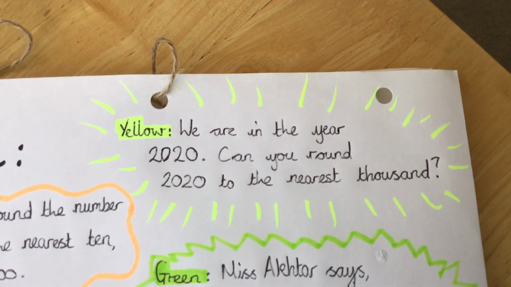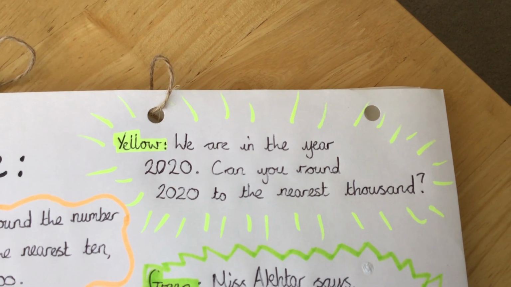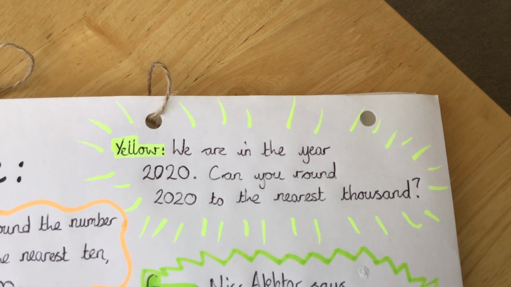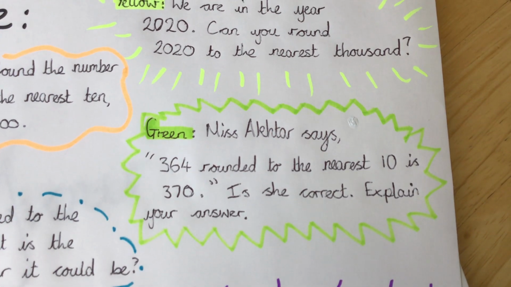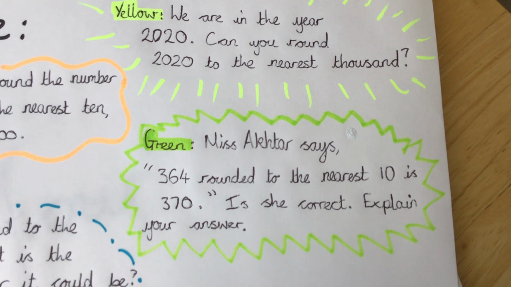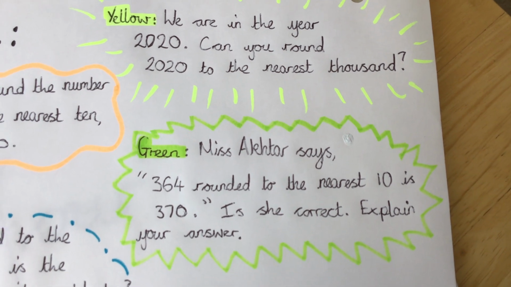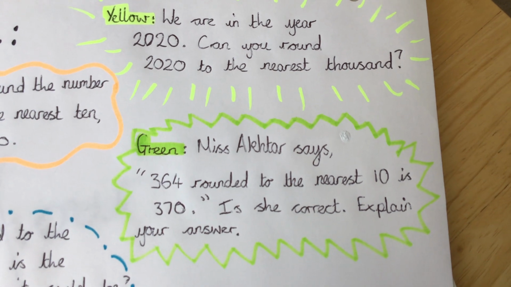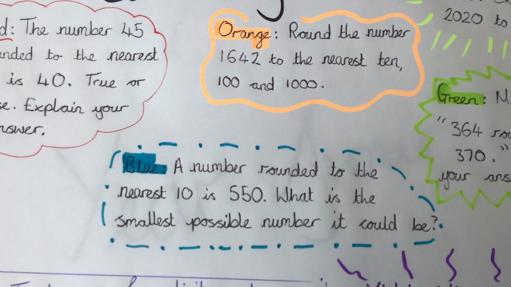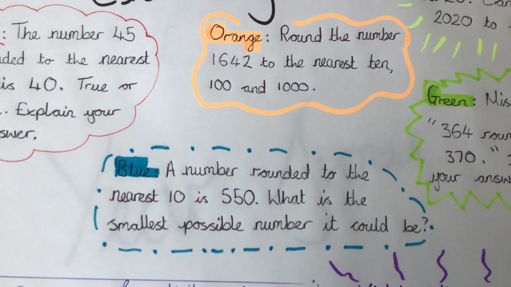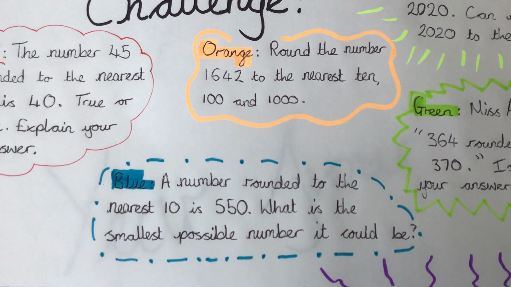Yellow challenge. We are in the year 2020. Can you round 2020 to the nearest 1,000? Green challenge. Miss Akhtar says 364 rounded to the nearest 10 is 370. Is she correct? Explain your answer. Blue challenge. A number rounded to the nearest 10 is 550. What is the smallest possible number it could be?